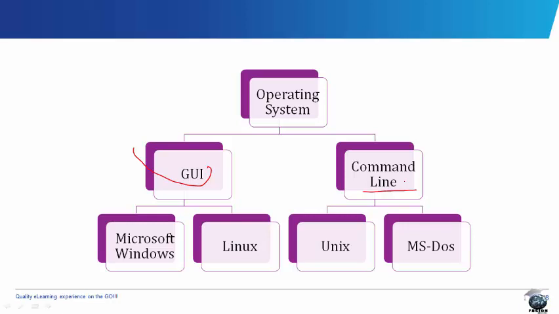We have examples such as the Microsoft Windows, the Linux, and other operating systems like the Apple Macintosh and the rest of them. While command line operating systems do not offer such interactions, it is only for programmers and those who have an underlying knowledge of how the operating system works. We have examples such as the Unix and the Microsoft Disk Operating System, known as the MS-DOS.